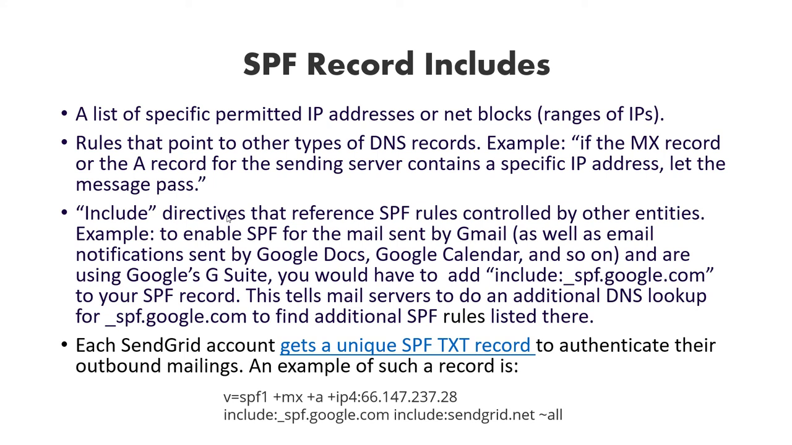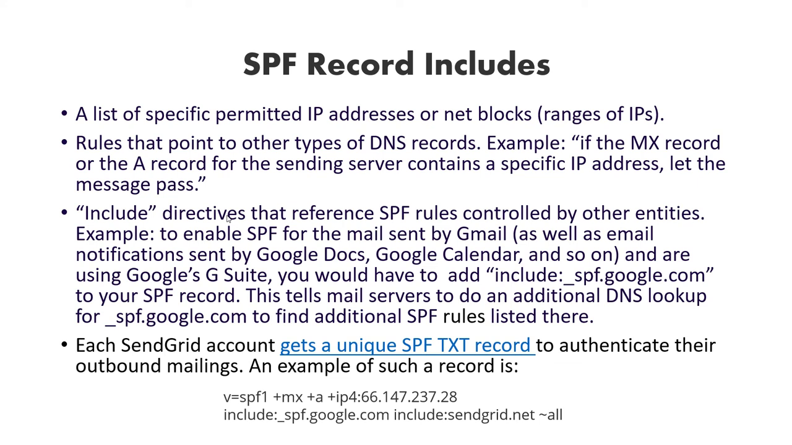If the MX record or A record for the sending server contains specific IP addresses, then let that message pass, is basically what it's saying. Like, go check theirs as well. And then if it's in there too, go ahead and whitelist it and then pass it. Don't fail. So it basically references the rules controlled by other entities. So Gmail is a good example.